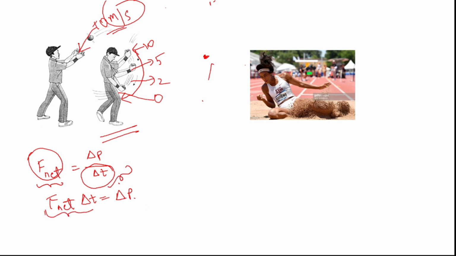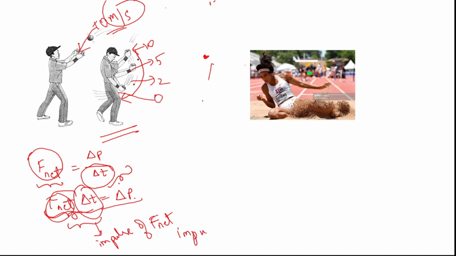Okay. So by this equation, F net into delta T equal to delta P, we can say that the product of net force and interaction time, delta T is interaction time, right? So the product of net force and interaction time is called impulse of net force. Okay. And impulse is nothing but it is equivalent to the change in momentum that an object experiences during the interaction or collision. Okay. So the forces exerted for that time period are called impulsive forces.